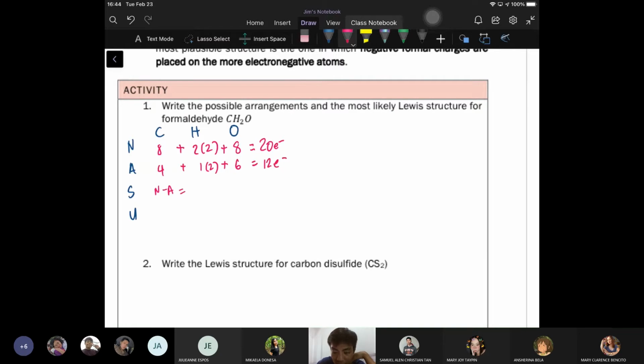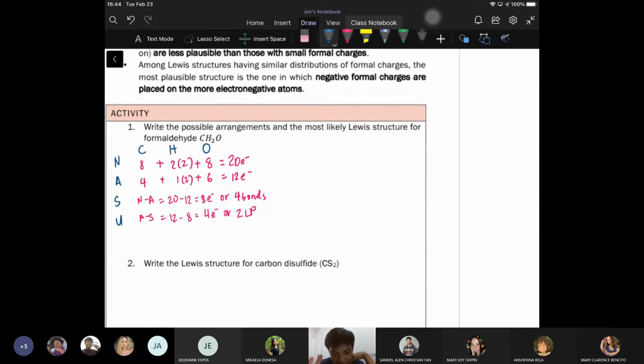Okay, for S, that is N minus A. So that's the formula that we're going to use. That is 20 minus 12 equals 8 electrons, or how many bonds can we form from 8 electrons? We can form 4 bonds, okay? And then lastly, for unshared electrons, that is A minus S. That will be 12 minus 8, that's 4 electrons, or how many lone pairs? That will be 2 lone pairs. No? So, dalawang lone pair yan. Okay? Kaya nga pair, tigdalawa.